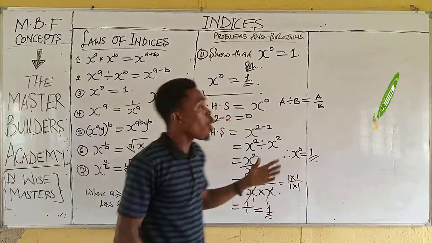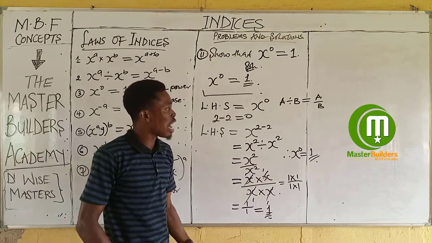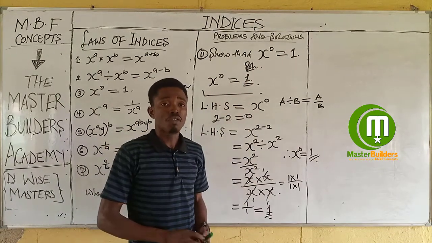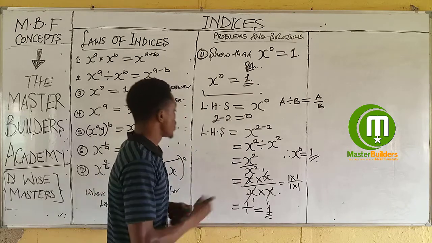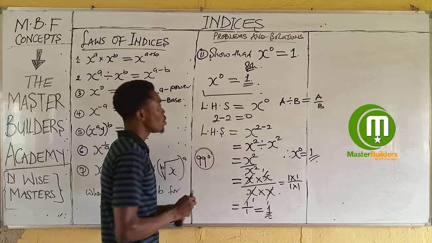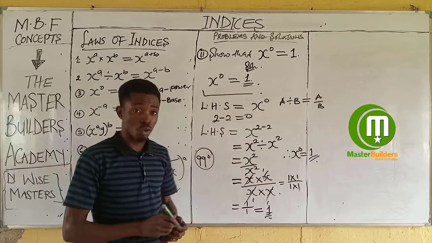So guys, I hope with this method you now know how to prove or how to show that anything raised to the power of 0 is 1. Now, what you will do for me, help me find 99 raised to the power of 0. Show that 99 raised to the power of 0 is 1.